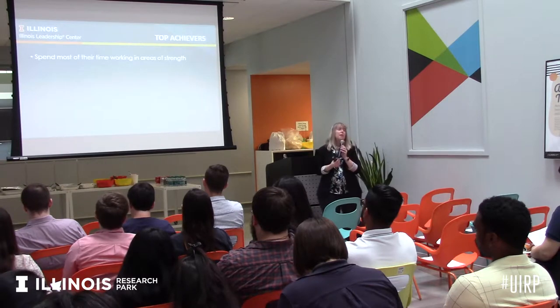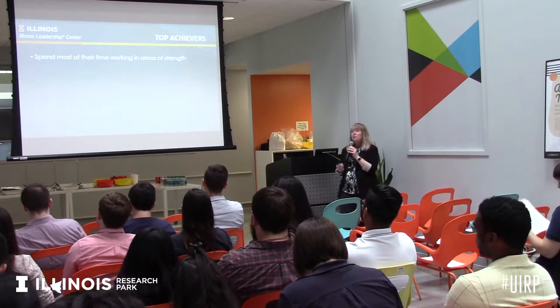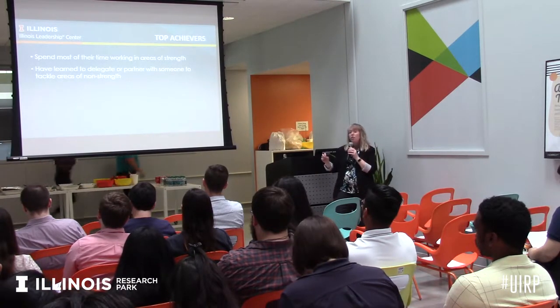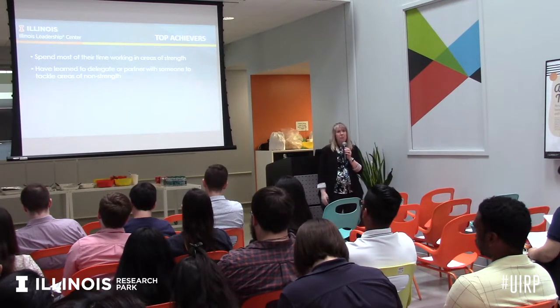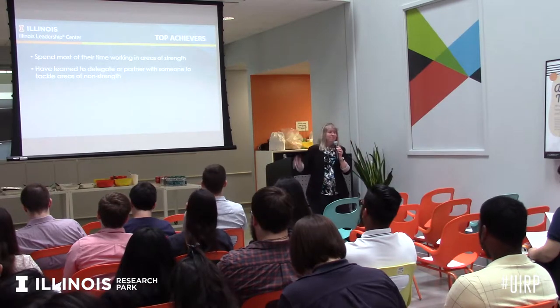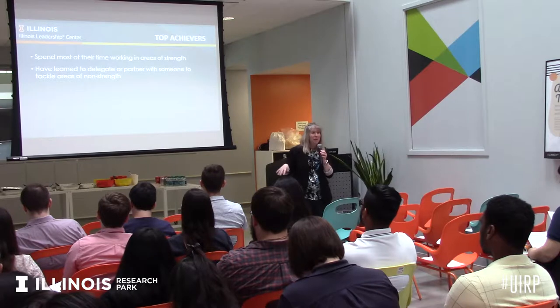All right, so top achievers, people who are great at whatever it is that they're doing, spend most of their time doing that through their strengths. They have learned, if there's an area that maybe they're not as strong in, to delegate that. Now, certainly there are some things that you can't just say, well, I'm not good at proofreading, and so I'm not going to proofread anything for my job. Somebody else can do it. If you have to proofread, you have to proofread.